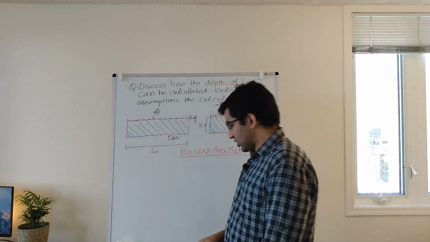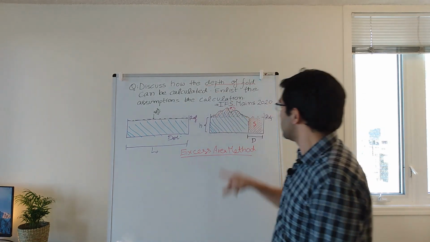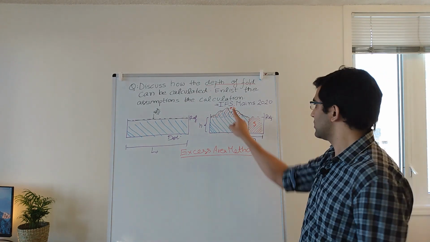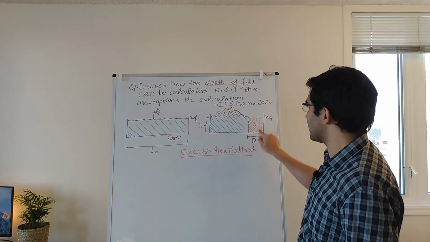So how do you actually calculate it from here? What you do is you equate these two areas. S equals this area over here, and this area is basically a rectangle.